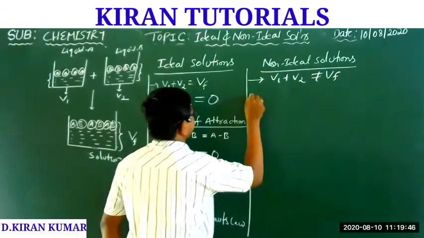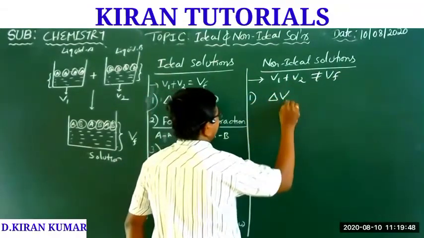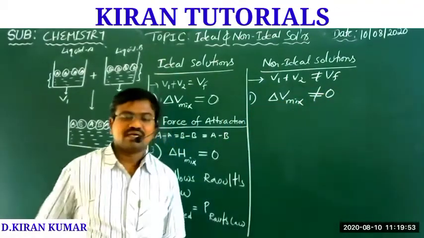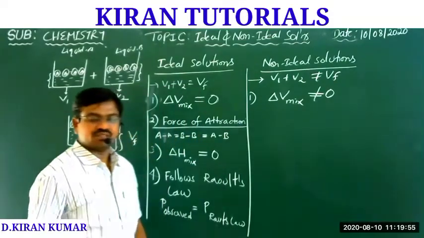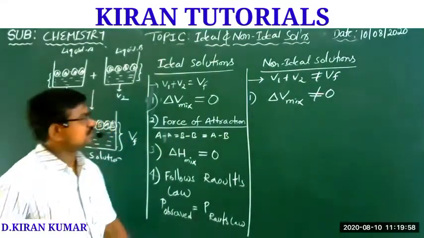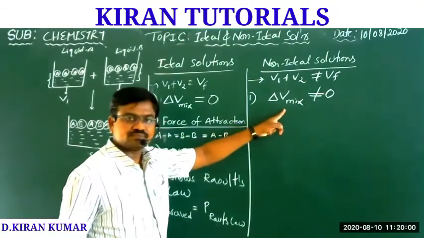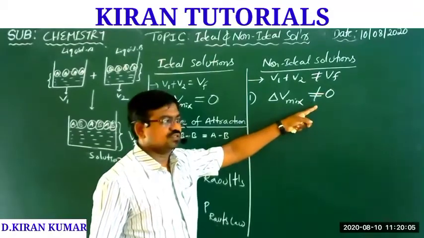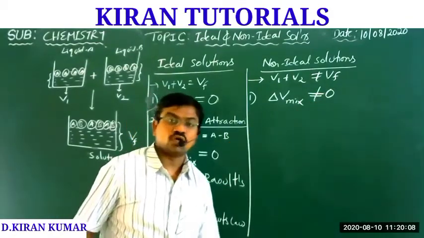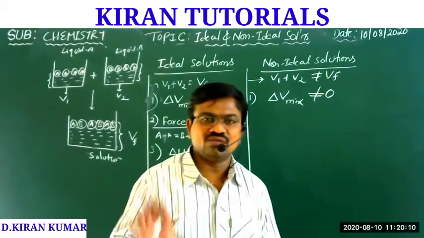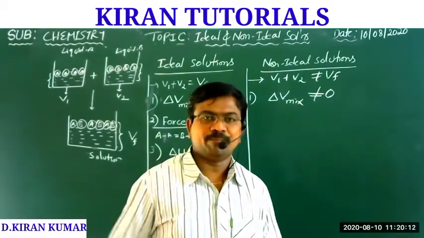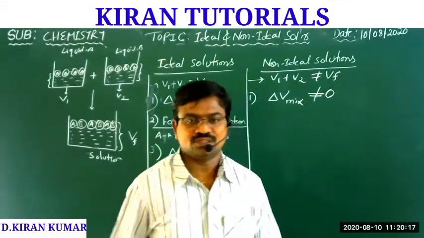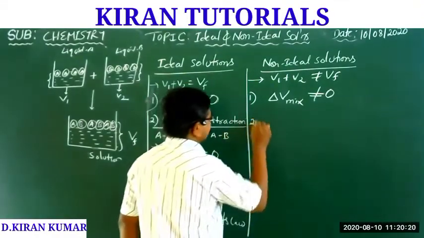So that's why I can write here the first point: the change in volume on mixing is not equal to 0 for a non-ideal solution. For a non-ideal solution, delta V mix is not equal to 0. The solutions in which the change in volume on mixing is not equal to 0 are called non-ideal solutions.